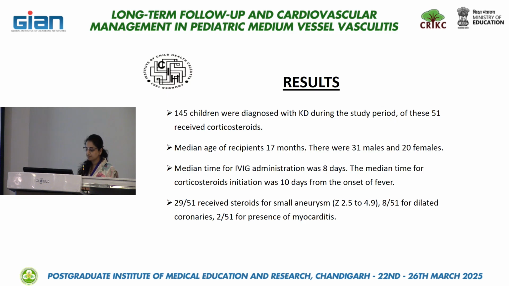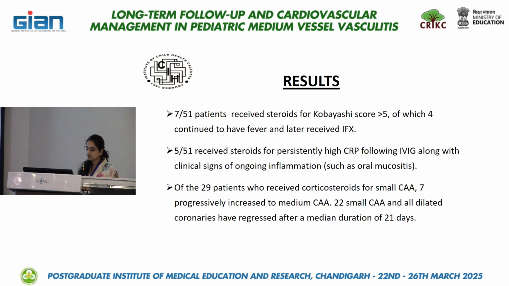29 patients out of 51 received steroids for small aneurysm, 8 out of 51 for dilated coronaries, 2 out of 51 for presence of myocarditis. 7 out of 51 patients received corticosteroids for Kobayashi score more than 5, of which 4 continued to have fever and later received infliximab. 5 out of 51 received steroids for persistently high CRP following IVIG along with clinical signs of ongoing inflammation such as oral mucositis.